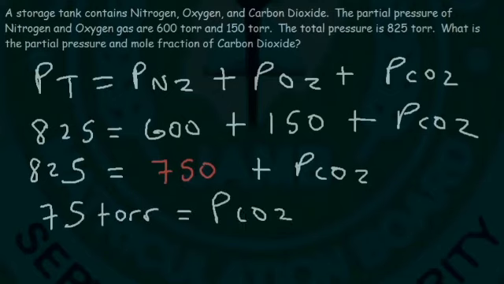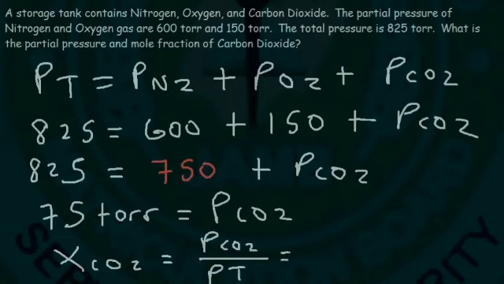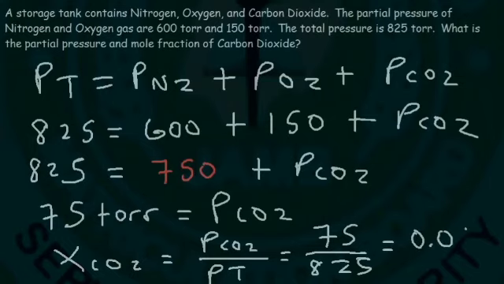Now that we have the partial pressure of CO2, we can calculate the mole fraction. The mole fraction of CO2 is the partial pressure of CO2 divided by the total pressure, which is 75 divided by 825. And you should get 0.091 if you round it. So about 9.1% of the molecules in the container is carbon dioxide.